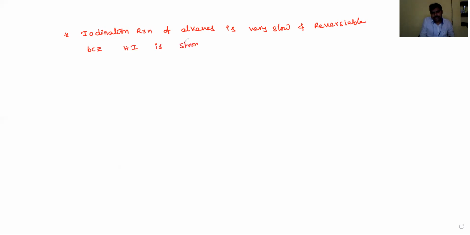Iodination of alkanes. Iodination reactions of alkanes are very slow and reversible. Why is it reversible, dear students? Because the byproduct hydrogen iodide, HI, is a strong reducing agent.